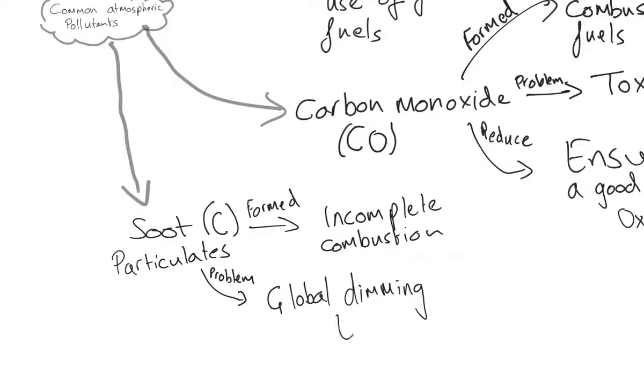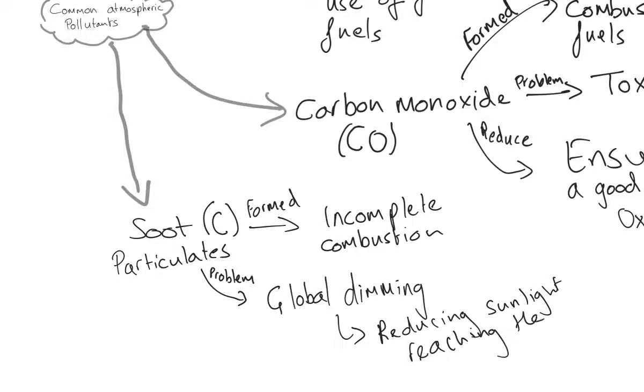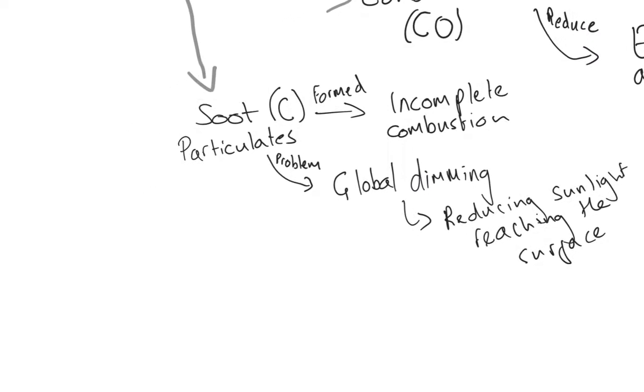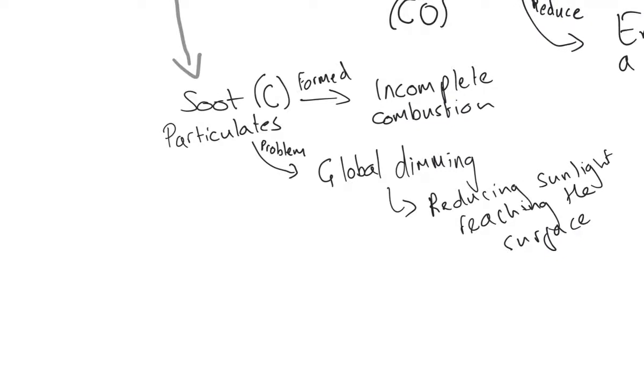So global dimming is reducing sunlight reaching the surface. Obviously it reaches Earth's atmosphere, but it reduces the amount of sunlight making it all the way through the atmosphere to the surface. And obviously we don't want to live in a world where it's dark all the time, or it's dimmer than it is now, because of the amount of soot in the atmosphere.